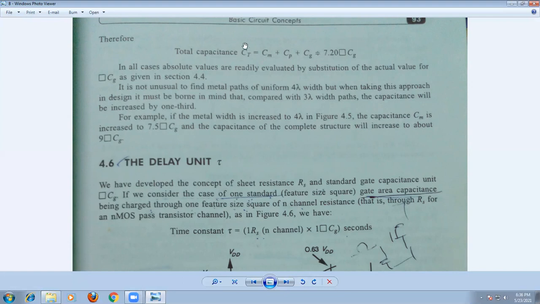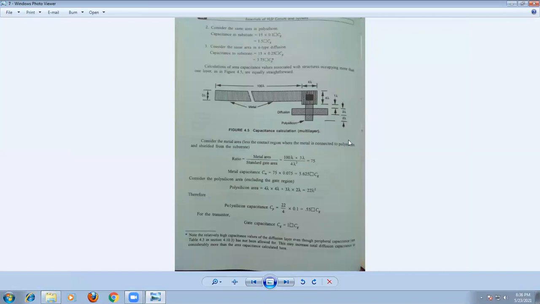In the next class, we can go for some other topic. Any doubts, please ask me. Like this, you can calculate the capacitance associated with different layers, called multi-layers, and also for single layers. This problem and the previous problem are very important. Remember, if you have any doubts, please ask me. I am going to stop the screen now.